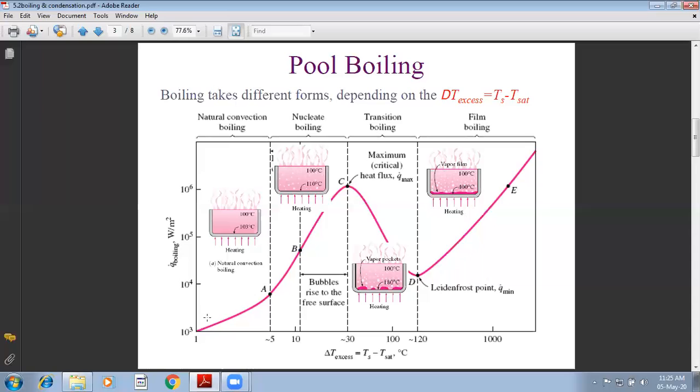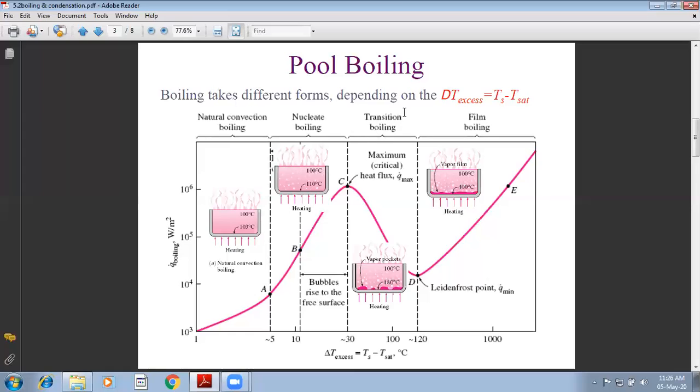Now from origin to A, we can categorize this as natural convection boiling, wherein the excess temperature is around 5 degrees. From 5 degrees to 30 degrees excess temperature, we can categorize this as nucleate boiling, wherein small bubbles of water vapor will form and they will move to the top surface of the fluid.